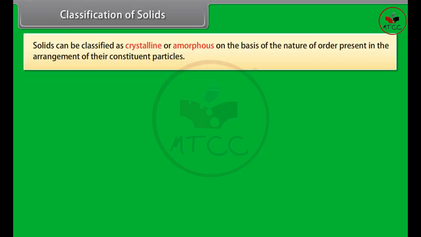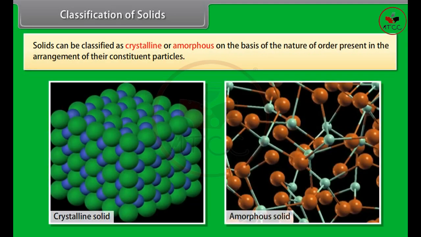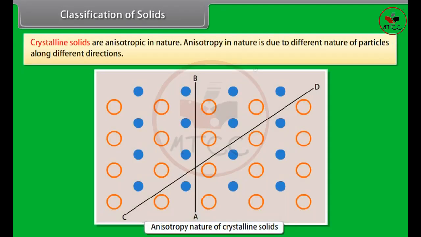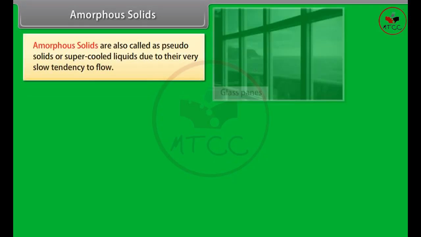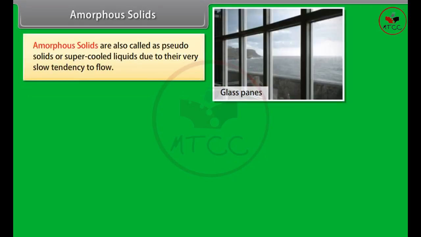Classification of solids. Solids can be classified as crystalline or amorphous on the basis of the nature of order present in the arrangement of their constituent particles. Crystalline solids are anisotropic in nature. Anisotropy is due to different nature of particles along different directions. Amorphous solids are also called pseudosolids or supercooled liquids due to their very slow tendency to flow.